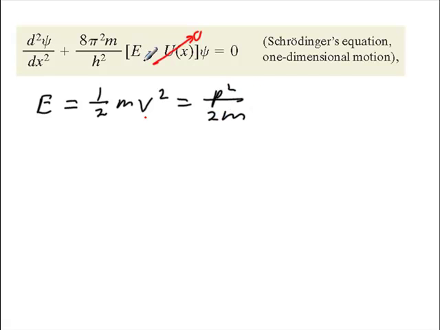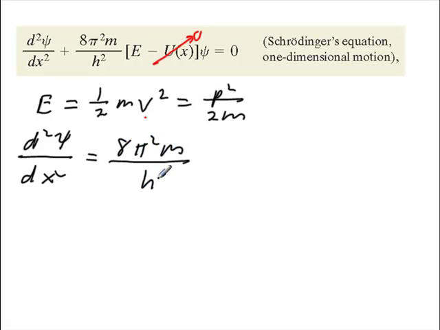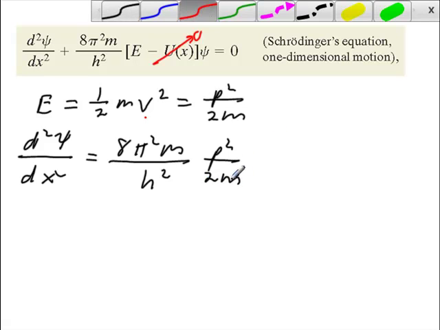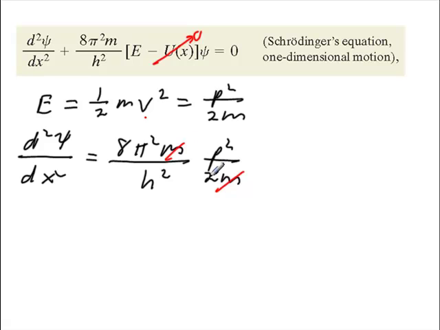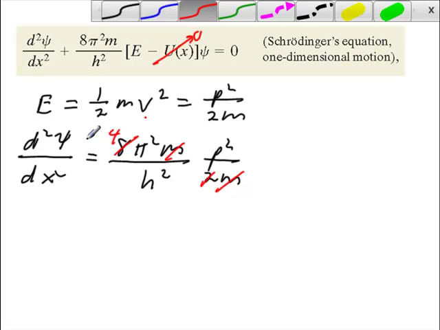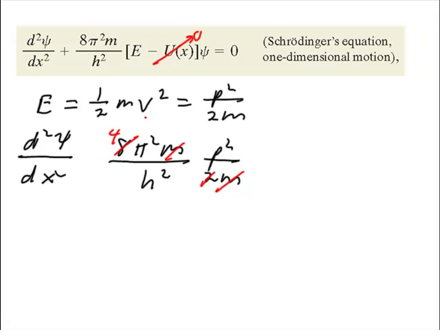If I plug that in here, I get that the second derivative of psi with respect to x is equal to 8 pi squared m over Planck's constant squared times p squared over 2m. Notice the m's cancel, 1, 2 cancels. I'm sorry, this shouldn't have been an equals, this should have been a plus. And it's all equal to 0.